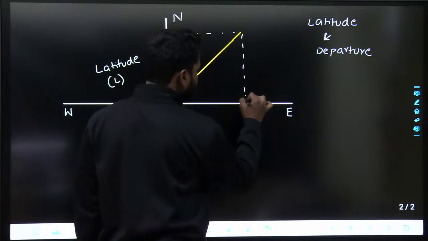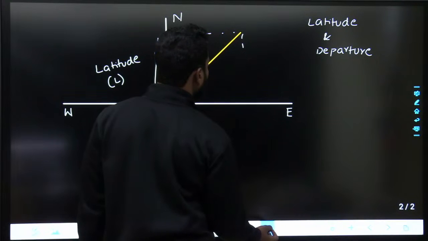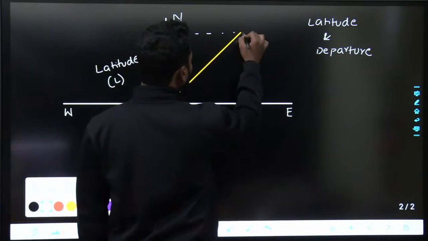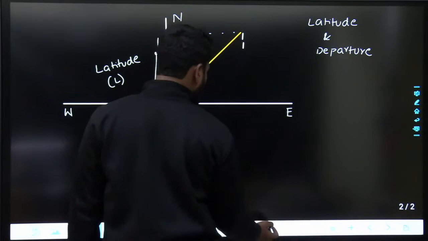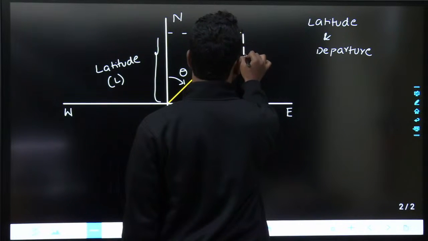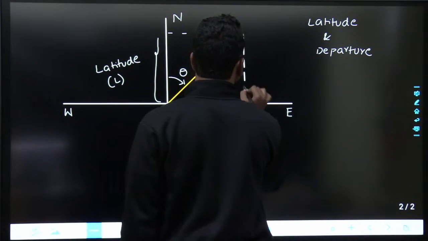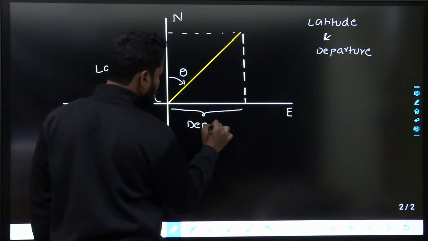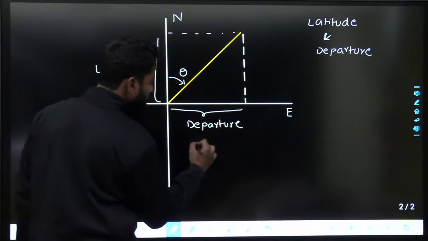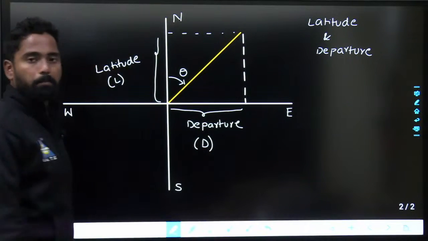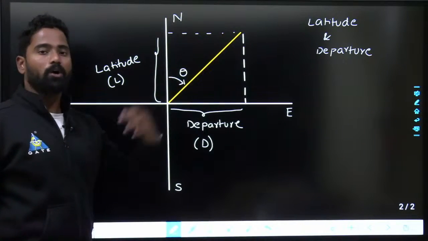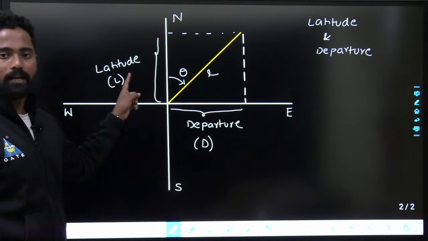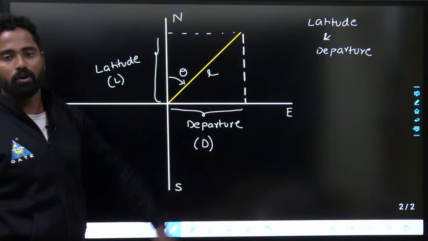The projection of the line on easting or westing is called departure. The projection of a line of, let us say, length L on the north-south line is called latitude. The projection of this line on the east-west line is called departure.